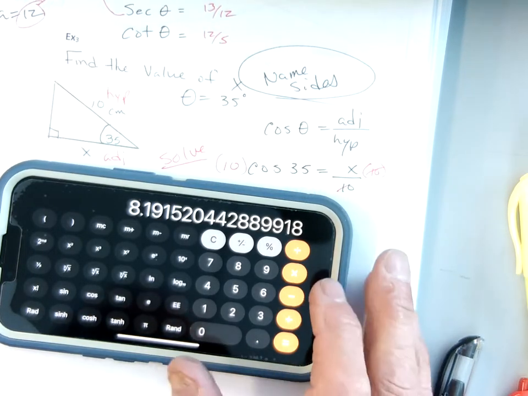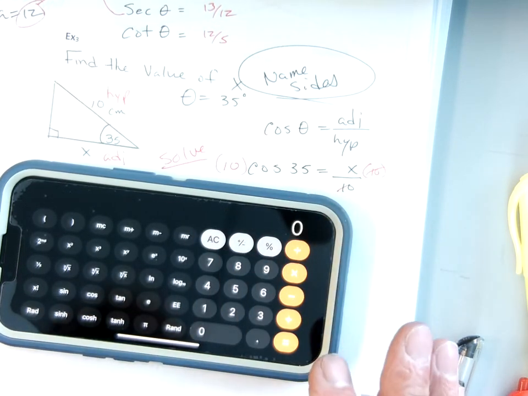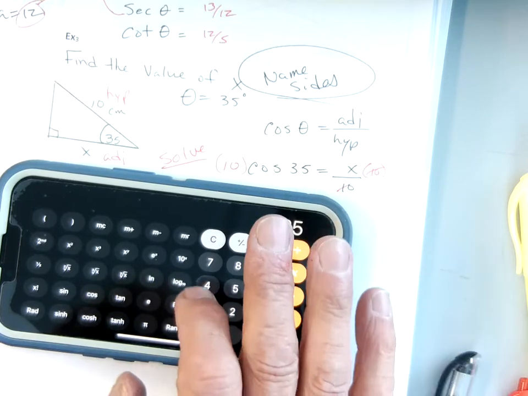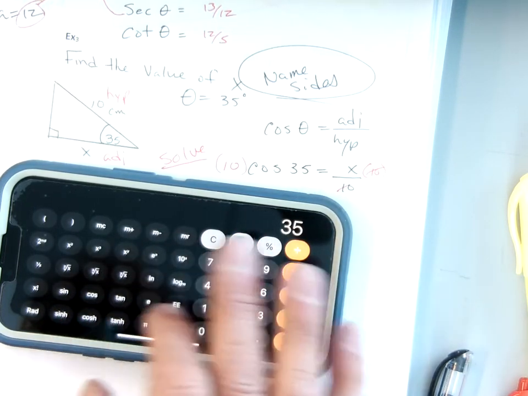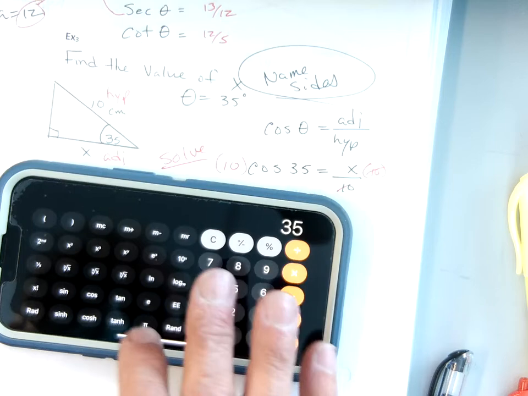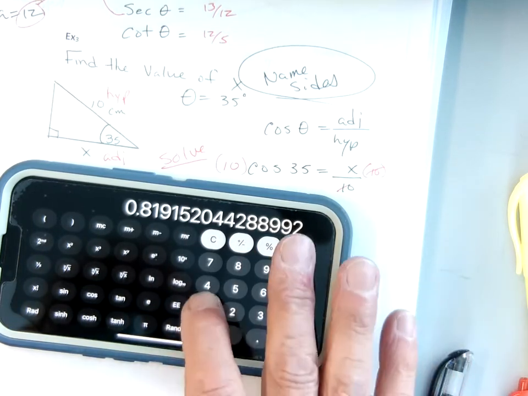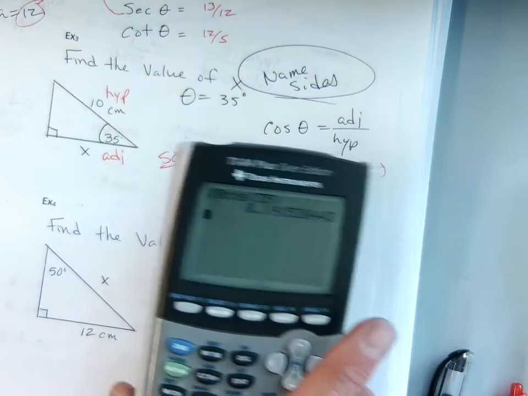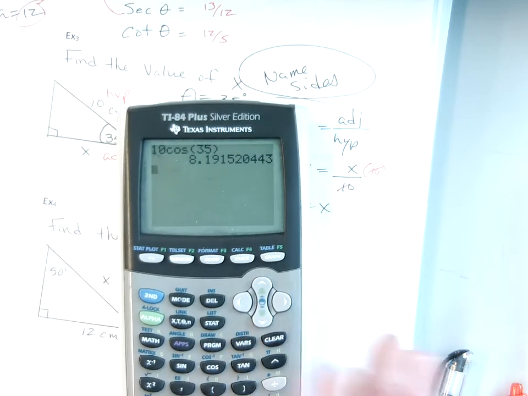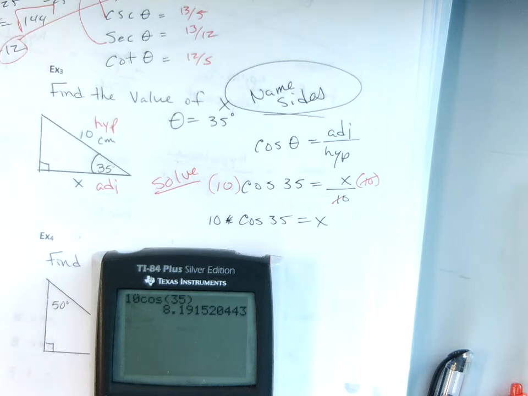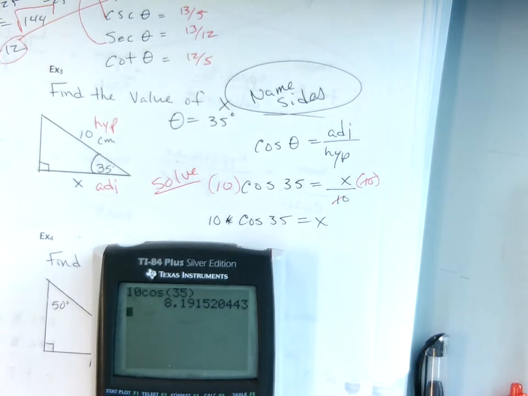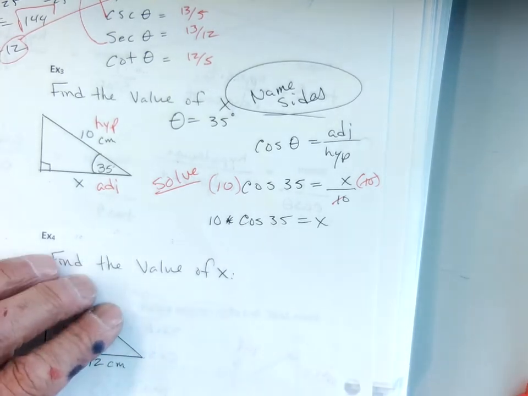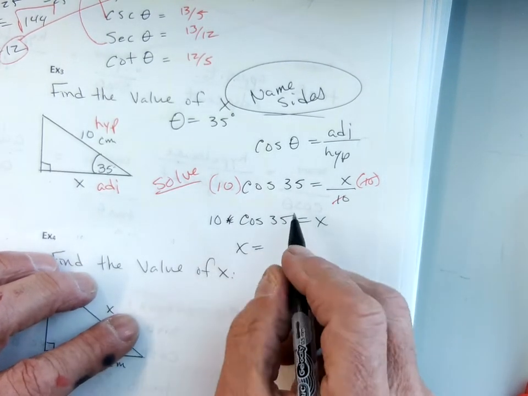Again, if you want to use your phone, phone's a pain. I got a 35 cosine times 10 equals, okay? I like my calculators better. It's so much easier. On my calculator, I just typed in 10 times cosine of 35, and I got it, okay? So x is about 8.19. We'll go 8.2, okay?